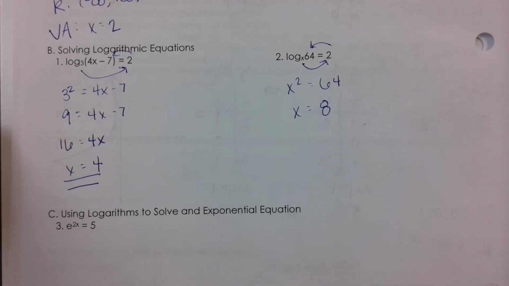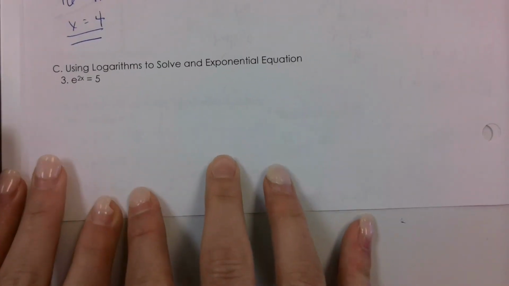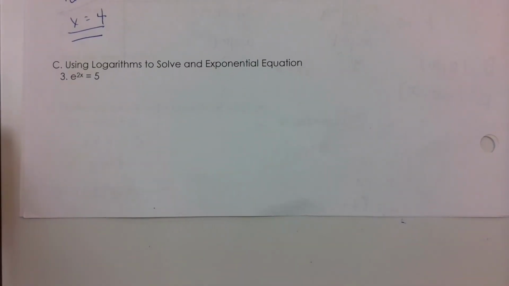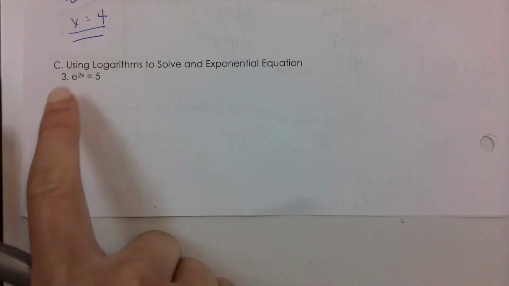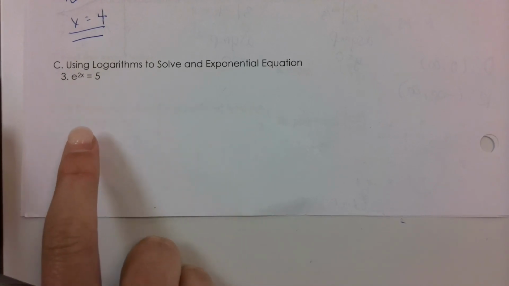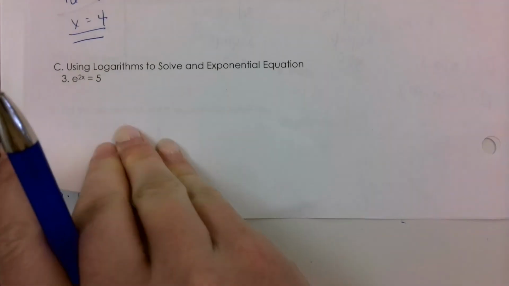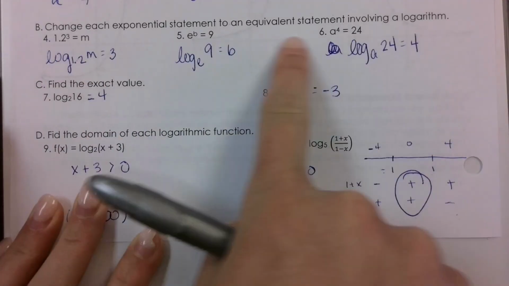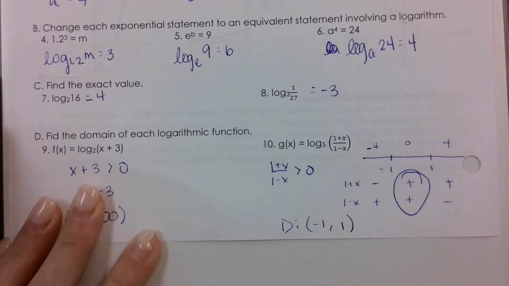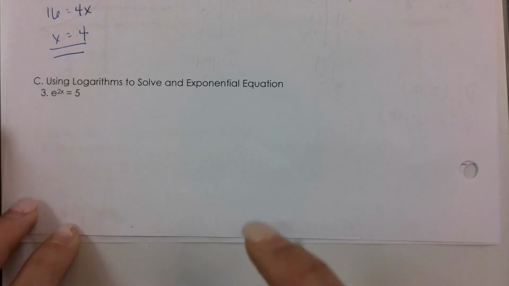X squared equals 64. So what does x equal? 8. Why is it not positive or negative 8? You're not going to have a negative in this little base. Is that okay? Questions? Alright, so for equations today, this is all you need to know. And they're easier, we'll do harder ones on Monday.